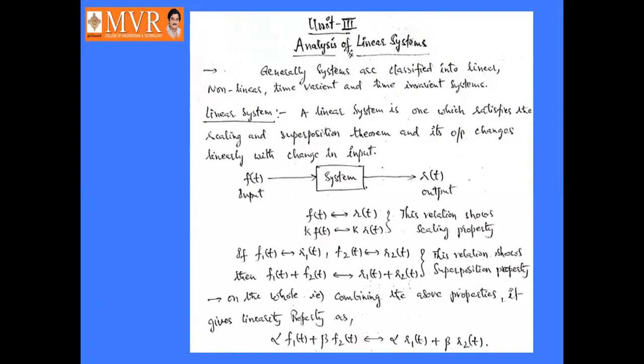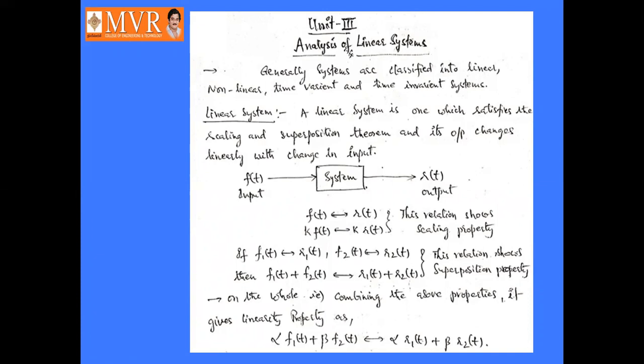If f of t is related to r of t, or r of t is related to f of t, vice versa, or some constant times the input signal is related to the same constant times the output signal, this relation is called the scaling property. Input is related to output and output is related to input.